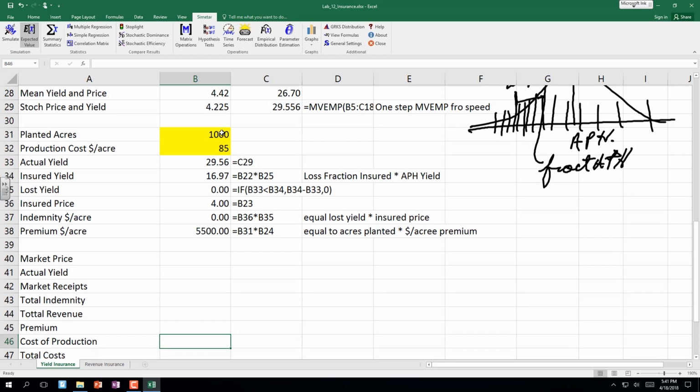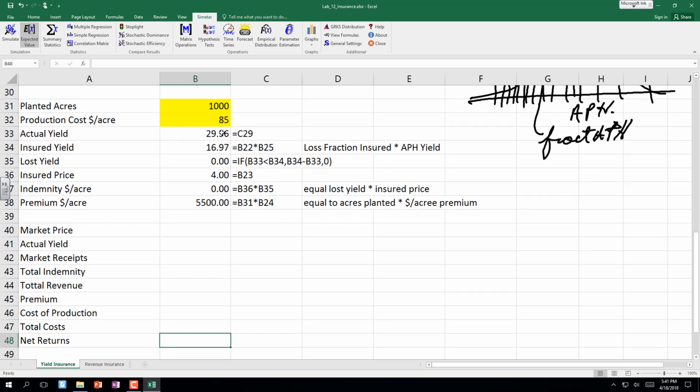I'll raise this up a little bit so everyone can see better. Now, I'm going to hit save. I'm going to go off the expected value so we can see what happens if we have a loss right off. I produced 12.6 bushels. I insured at 16.97, so I had a loss of $4.32 times $4 is about 17.25. Right? So hit F9.